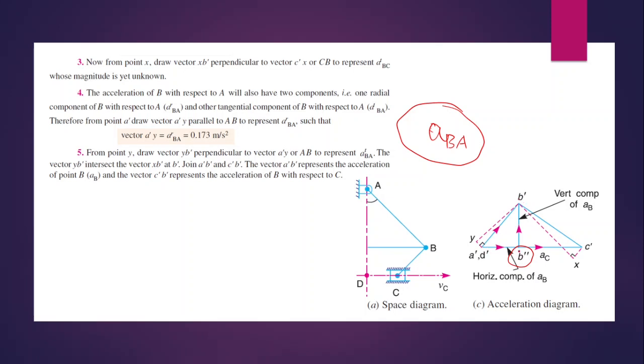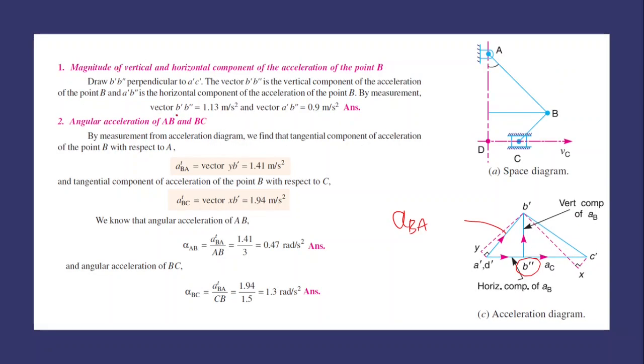Then we can easily find out this length and multiply this length by the scale. That will give the horizontal component of acceleration of B with respect to A. Then this one, B dash B double dash, multiplying that length by the scale will give the vertical component of acceleration of B with respect to A. We can measure B dash B double dash and A dash B double dash. Then we can find out the vertical component of acceleration of B with respect to A as 1.13 meter per second square, and the horizontal component is equal to 0.9 meter per second square.